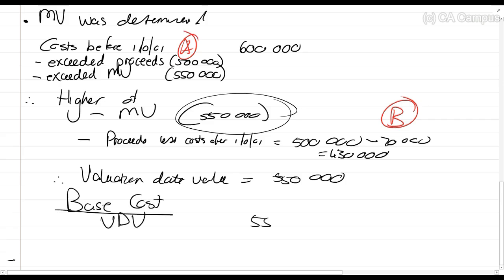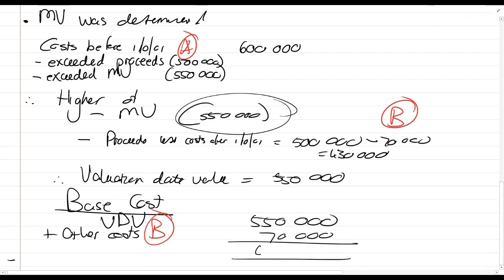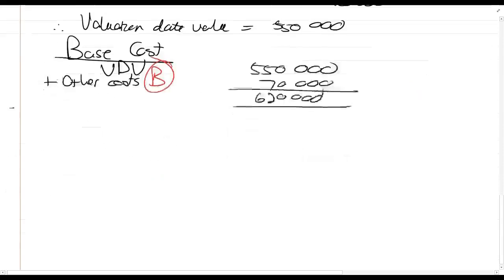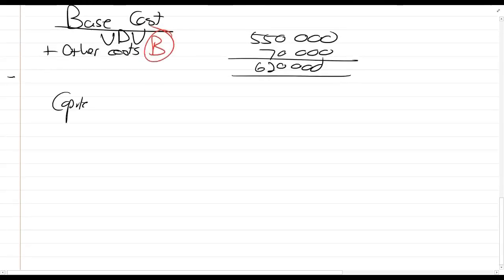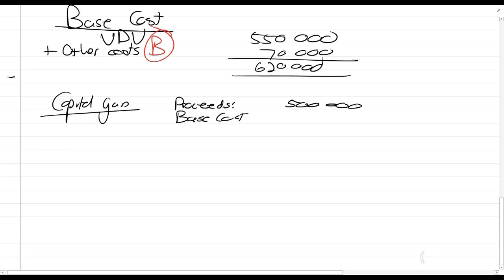I'm just using a bit of shortcut there, guys. 550 plus other costs. These are the costs after 1 October. So column B again, 70. Okay, it gives us a base cost of 620. Our capital gain is proceeds 500, base cost 620, so we have a capital loss of 120.